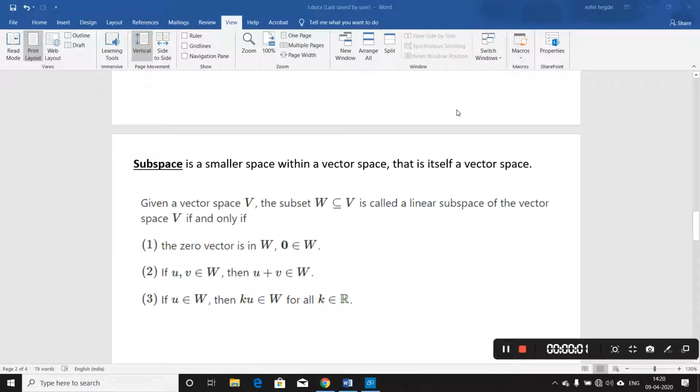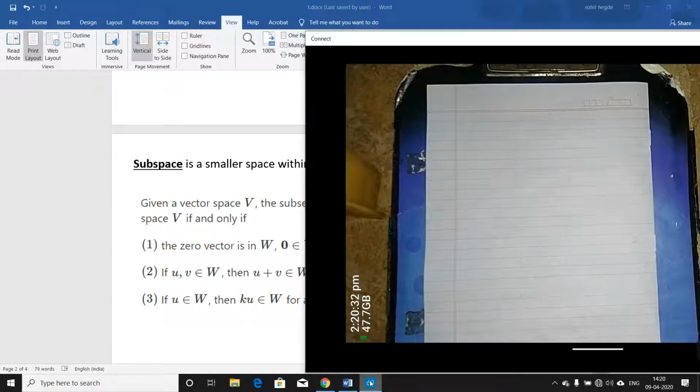Now we will see what's the actual meaning of subspace and the span. A subspace is a smaller space within a vector space that itself is a vector space. That means all the subspaces are vector spaces. We will see what that means.